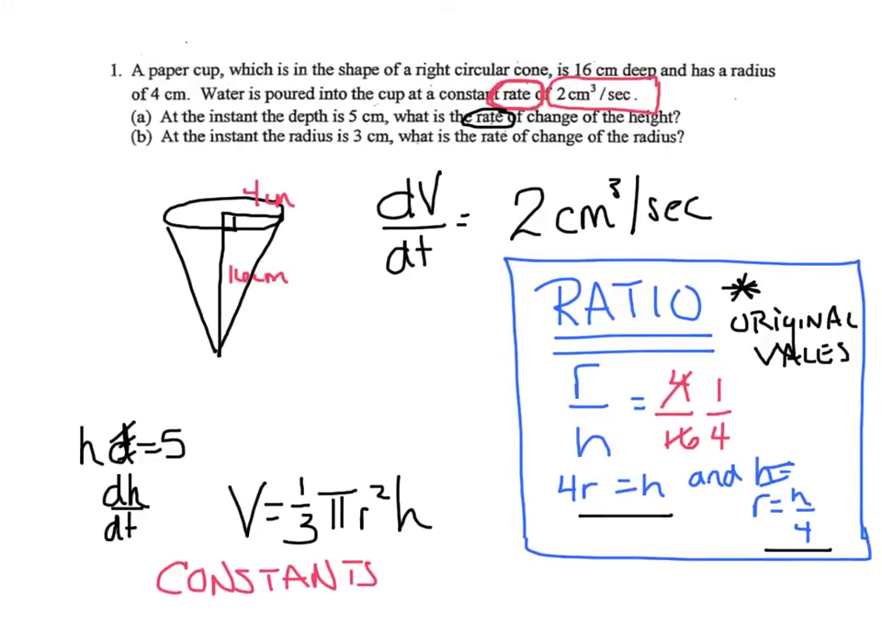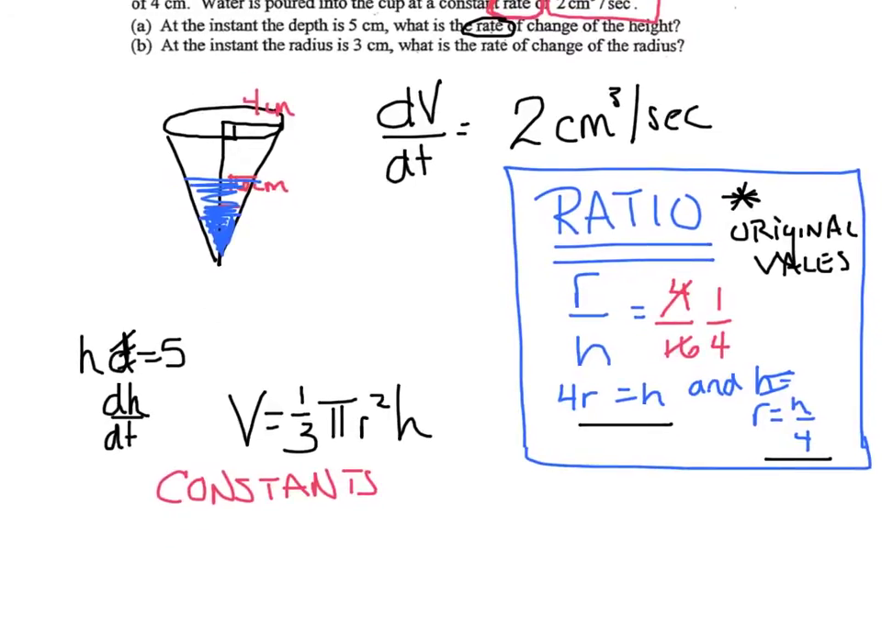Well, think about this. As you fill up your cone, as the height gets bigger, so does the radius. So you can look there, the radius is that big when my height is that amount. If I fill it up even more, my radius just got bigger, so nothing is staying constant. So I cannot plug any numbers in. But what I can use is the ratio.